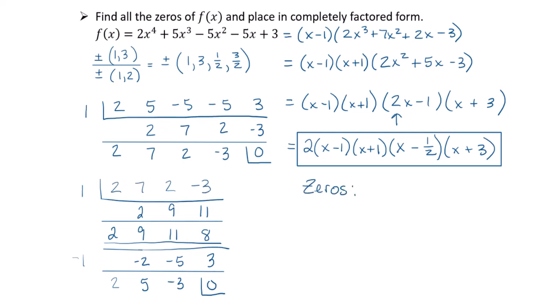I now have my polynomial completely factored, and we need to list our zeros nicely. I have zeros of 1, -1, 1/2, and -3. Now we did not find these by synthetic division. We found them by factoring and setting each of those factors equal to 0.